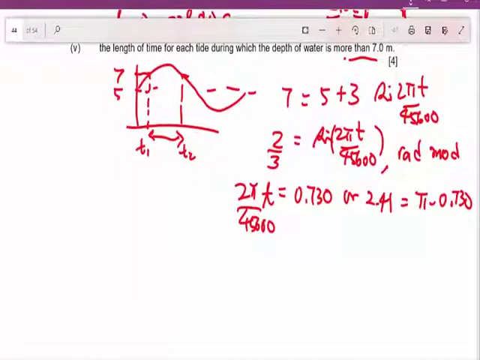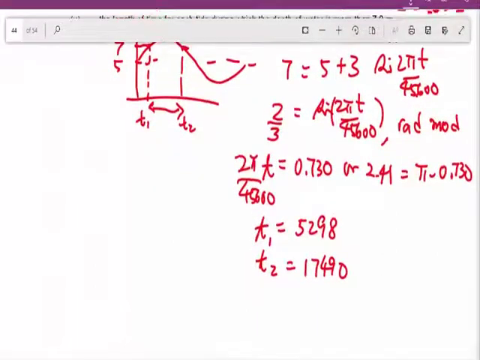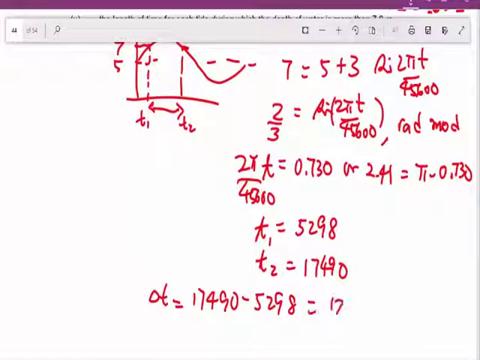So you get two answers. The first answer, t1, corresponding to 0.73, is 5298, and the second answer, corresponding to 2.41, is 17490. You subtract the smaller from the bigger, t2 minus t1, which is 17490 minus 5298, and that gives you 12200 seconds. So this is the duration of time for which the depth is more than 7 meter.